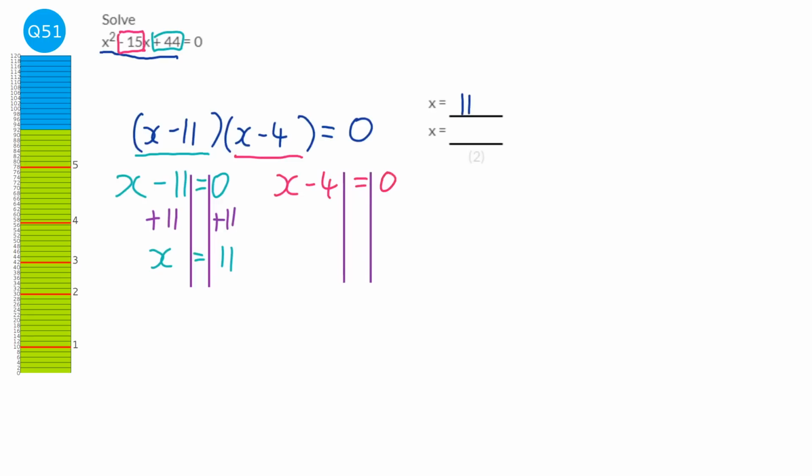Get our lines in, add 4 both sides, and we've got x equals 4, so our other solution is 4.